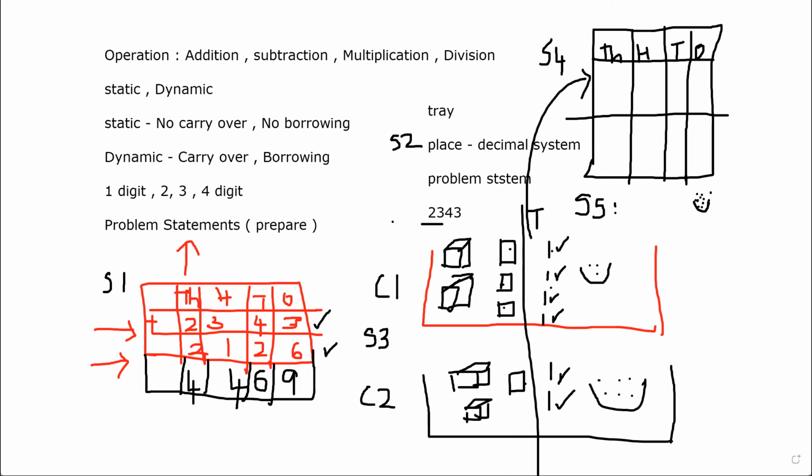Same goes with subtraction also. But in subtraction, we don't use two trays. What would you do? You would only bring the first number, and the second number is what you're going to take away from it. So we don't have to arrange both the numbers in subtraction. Let's see how we do that.